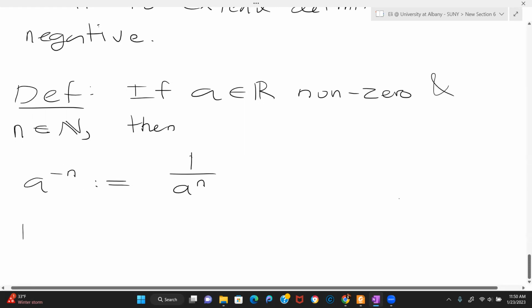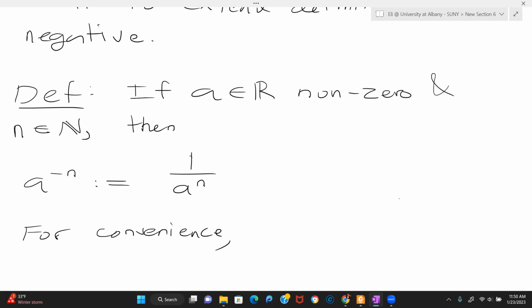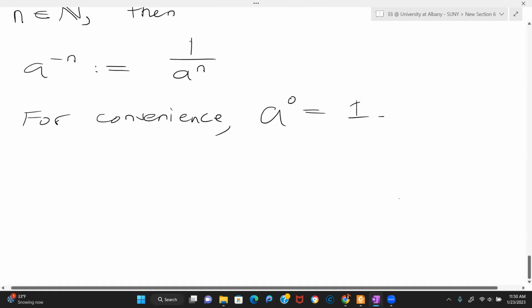And then, for convenience, we define a to the 0 to be 1, which is kind of weird. It turns out this is the right thing to do. It might seem odd at first. If the exponent is supposed to represent the number of times you multiply, why would a to the 0 be 1? But it turns out to be the right thing to do. It makes the arithmetic work out.